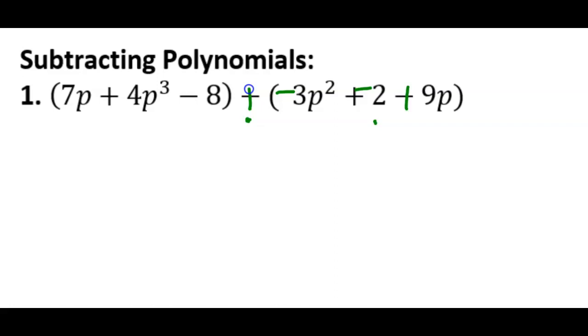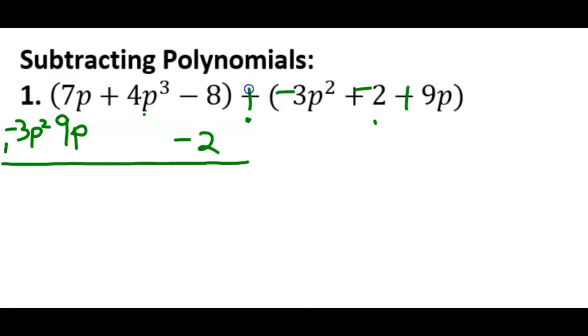Now, what's going to go under my 7p? Positive 9p. What's going to go under my 4p cubed? Okay. No, why not? Nothing is. I don't have another p cubed over there. So you can throw your minus 3p squared in front. Okay? And then what's gonna go under your negative 8? 2. What kind is that? Negative 2. So make sure you don't lose your negative.